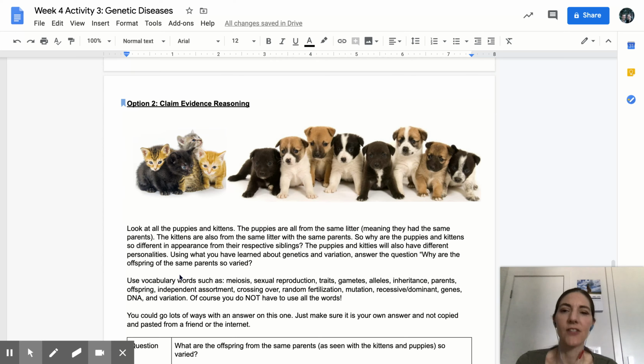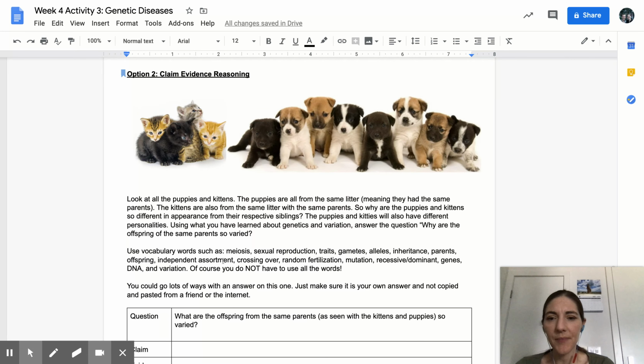Option 2 is a claim evidence reasoning based on offspring and why they look different. If you look at all the puppies and kittens, the puppies are all from the same litter, meaning they have the same parents, and the kittens are also from the same litter with the same parents. But they are very different in appearance from their siblings, and they're also going to have different personalities. So using what you've learned about genetics and variation, I want you to answer the question, why are offspring of the same parents so varied?